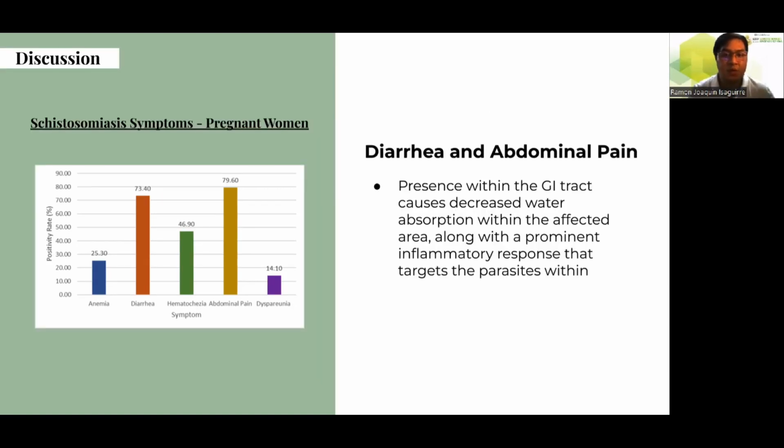Next slide. Now, the reason why these two symptoms, diarrhea and abdominal pain, are commonly observed among pregnant women is due to their behavior of traveling and settling within the GI area, which causes decreased water absorption, in turn causing feces to become more liquidy, and thus causing diarrhea. Along with that, there's also the inflammatory response that targets the parasites within, where a release of bradykinin would lead to pain to manifest within this area, hence abdominal pain.